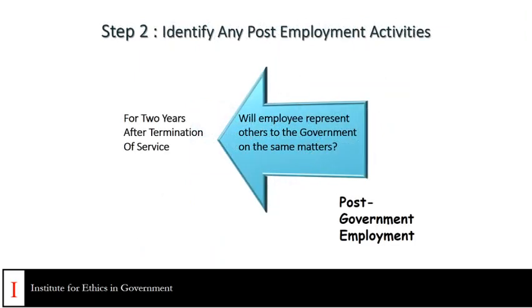Once we've identified any specific party matters, then we have to query the employee about any proposed post-employment activities to determine whether the employee will be representing others back to the government on the same matters that had been pending under their official responsibility. This is a 2-year restriction that begins tolling at the date of termination of service.